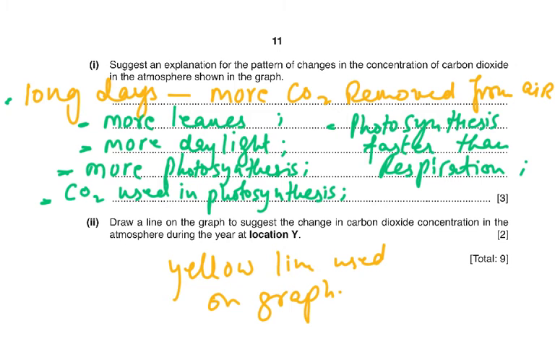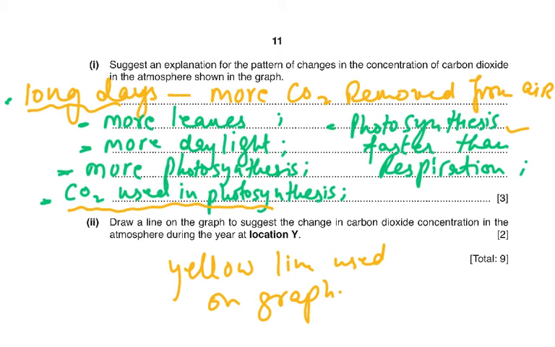Now, if we look at part one, suggest an explanation for the pattern of changes in the concentration of carbon dioxide in the atmosphere shown in the graph. Well, it's very obvious when the days are long, we have more carbon dioxide removed from the air. So the carbon dioxide is decreasing, and naturally, long days, more leaves, more daylight, more photosynthesis, carbon dioxide used in photosynthesis, and of course, photosynthesis is faster than respiration.